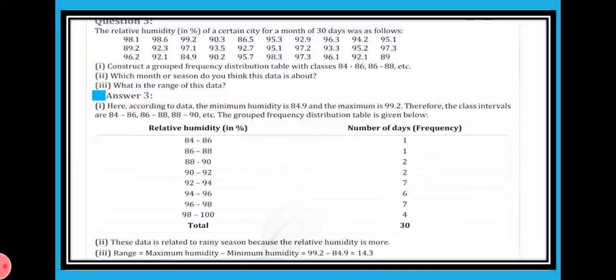Now the answer to question number 2: which month or season do you think this data is about? This data is related to the rainy season because the relative humidity is high. We know that in the rainy season we have a humid climate, so the given relative humidity shows that it is the rainy season. And the third question, what is the range of this data? We know that range is nothing but the difference between the highest and lowest observation. So range equals maximum humidity minus minimum humidity, that is 99.2 minus 84.9, which equals 14.3.